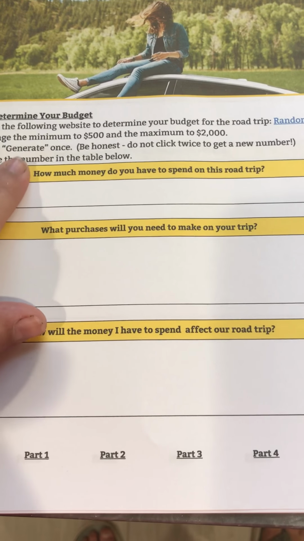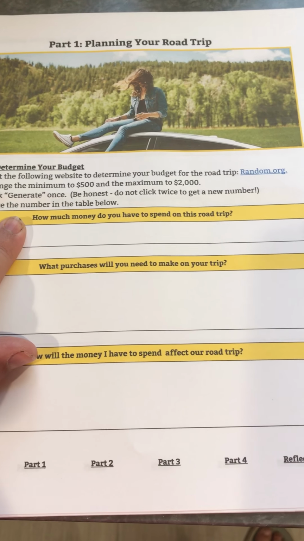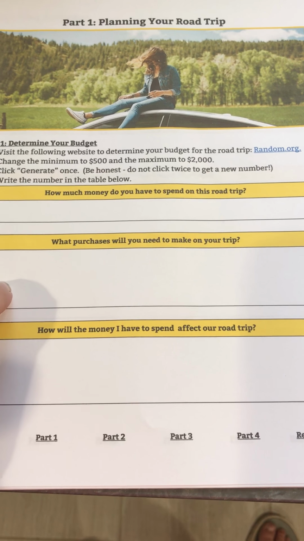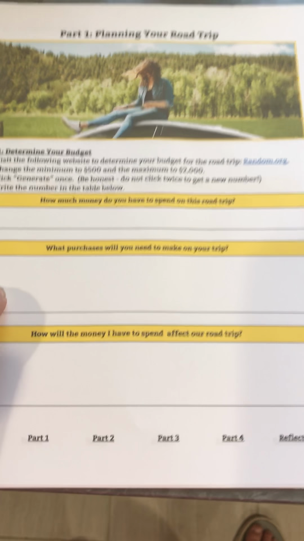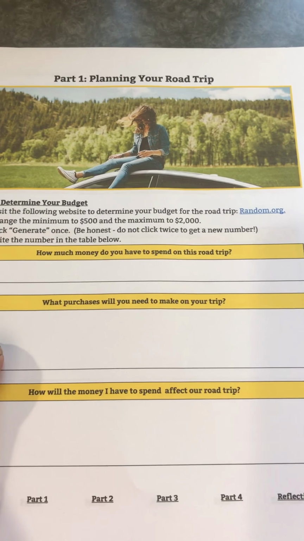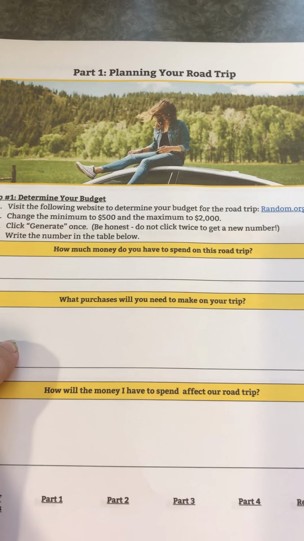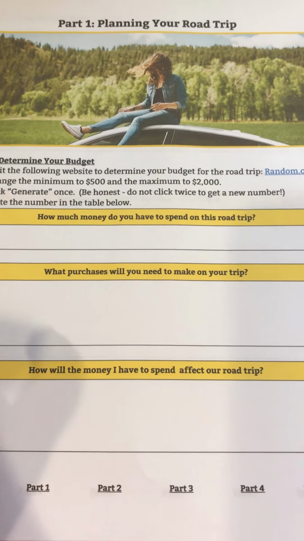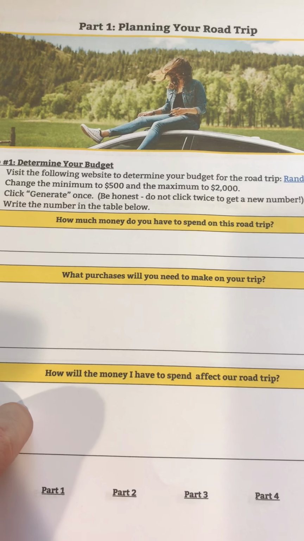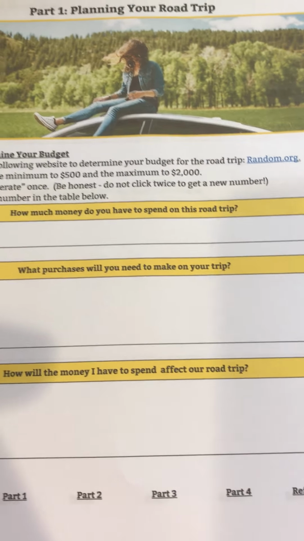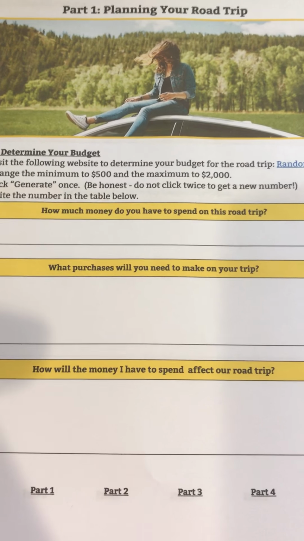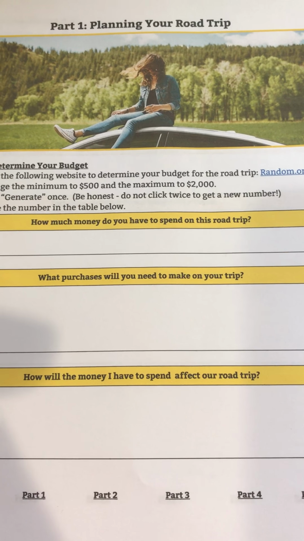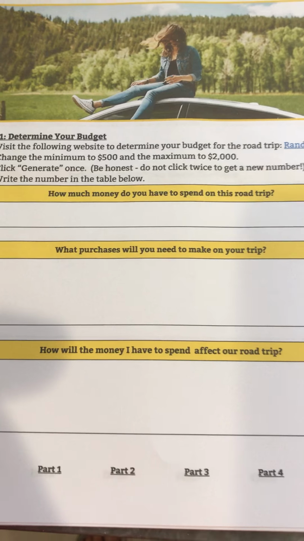Okay. Here is where you will write how much money random.org generated for you. Here is where you will write down where you're going and the purchases that you will need for your trip. So that means gas, hotel money, things that you're going to see along the way, like if you're going to go to an amusement park, food. And down here, how much money you have to spend will affect your trip. So what's going to be your largest cost? If you're traveling a long way, it's going to be gas. If you're going somewhere decently close, it's going to be nice hotels or all the fun things you're going to do.